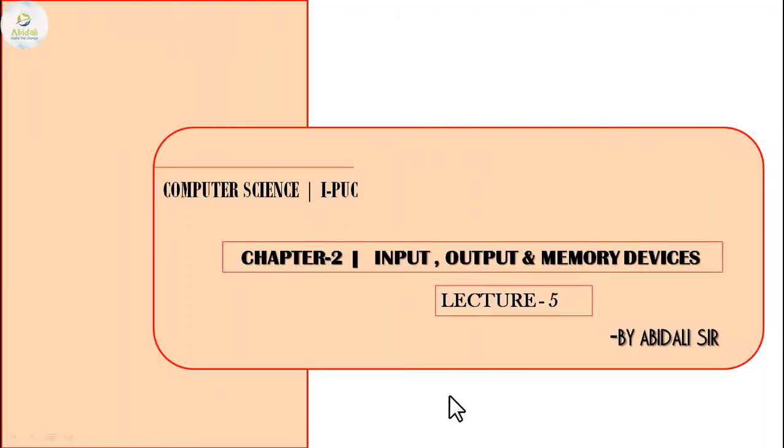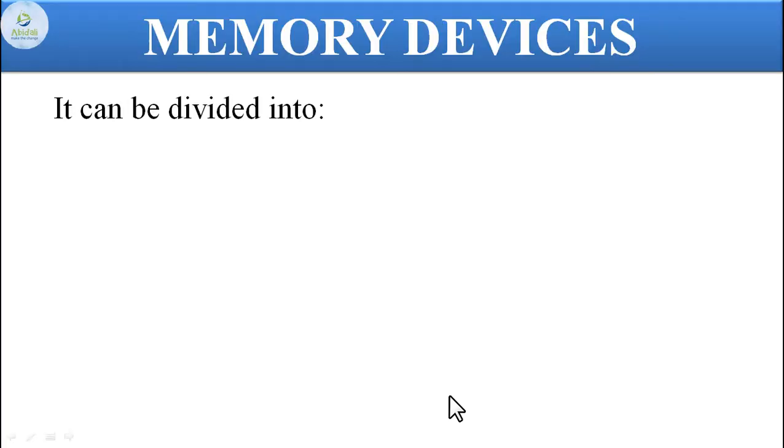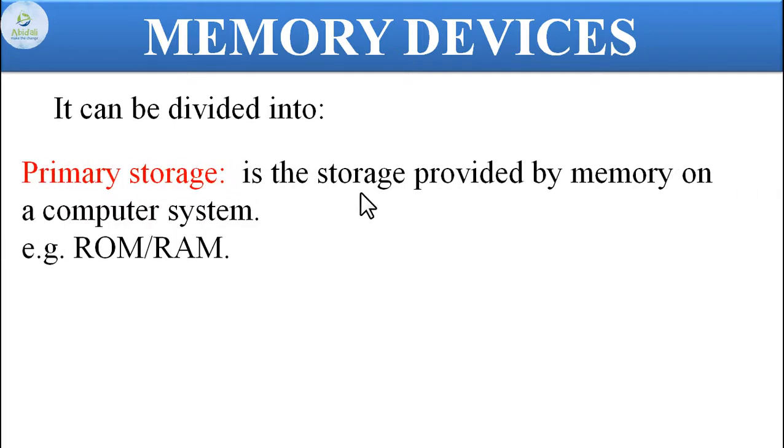Hello everyone, welcome to the next video tutorial on chapter number 2, that is input, output and memory devices. In the last class we have already discussed the memory devices and their classification. In today's class we'll explore further details of how the memory can be divided. The memory is divided into primary memory and secondary memory.